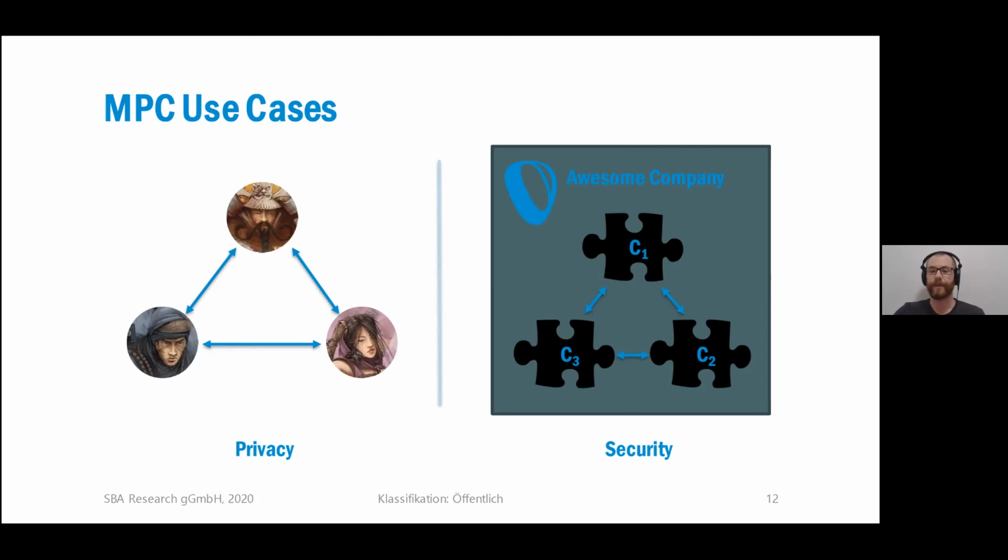It also works with databases. You could split the database, and an attacker compromising one shard of this secret shared database doesn't learn anything. But you still could run all the queries and everything you want to do.